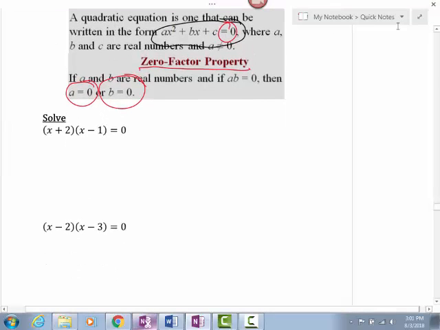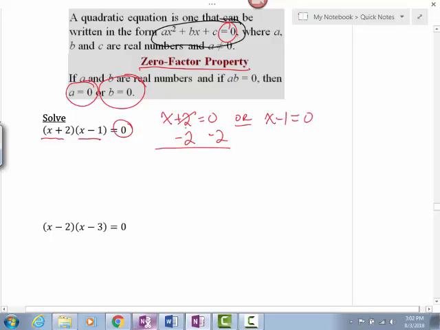And it says solve x plus 2 times x minus 1 equals 0. So we're multiplying x plus 2 and x minus 1, and it's equal to 0. Well, if those two numbers multiply to 0, then that means that either x plus 2 is equal to 0, or x minus 1 is equal to 0. So if I'm going to solve this equation here, then I need to go ahead and go minus 2 and minus 2. So those 2's will cancel. 0 minus 2 is a negative 2.